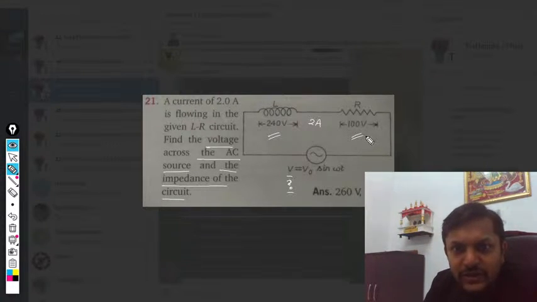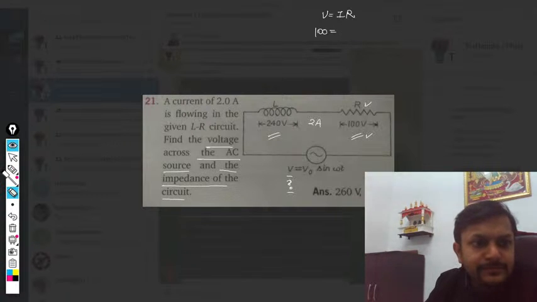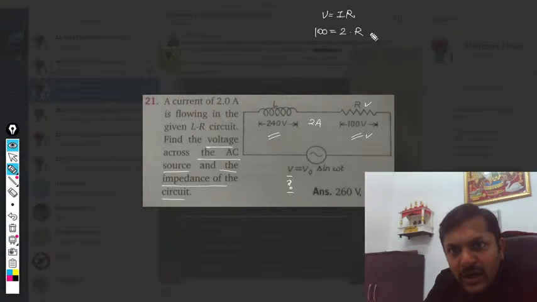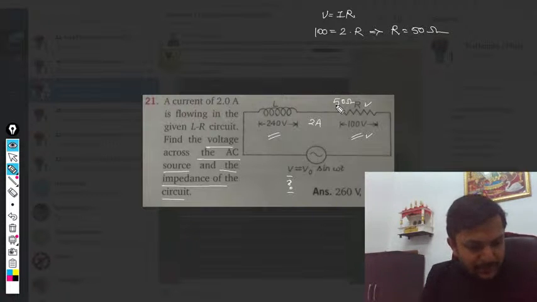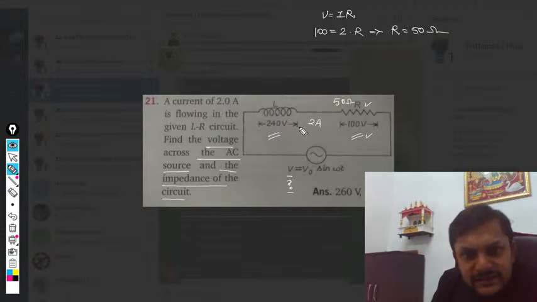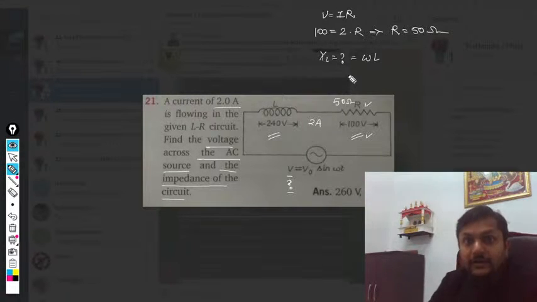Let us find. You see the voltage is given here, so you can find the resistance here by V is equal to I into R. So voltage is 100 equal to I into R. So I is given as 2. तो ये हो गया मेरे पास 2 और ये हो गया R. तो यहाँ से मैंने फाइंड कर लिया कि रेजिस्टेंस 50 ओम होना चाहिए। ओके, सो रेजिस्टेंस इज 50 ओम्स and XL I need to find, that will be omega L. The problem is I don't know omega, I don't know L.